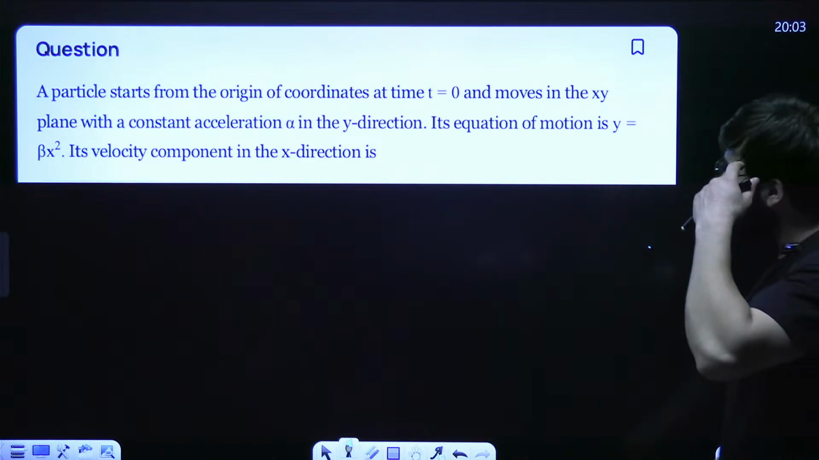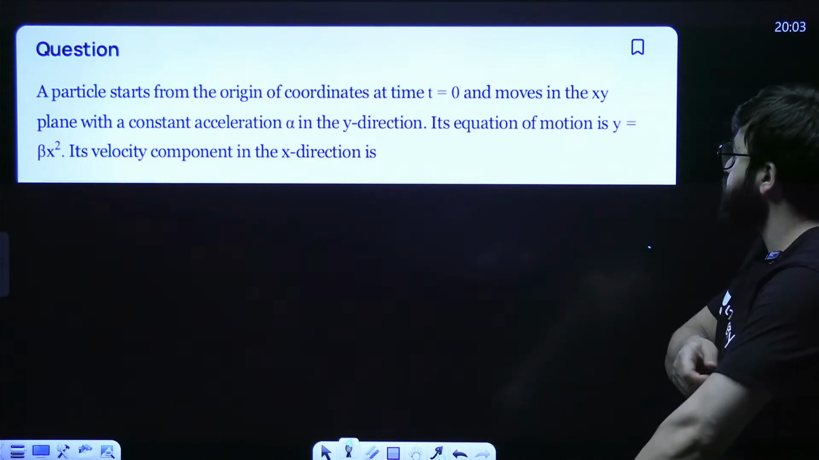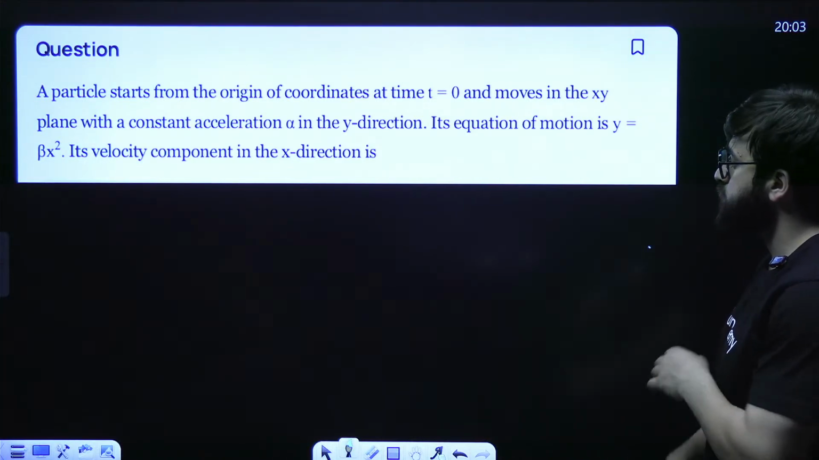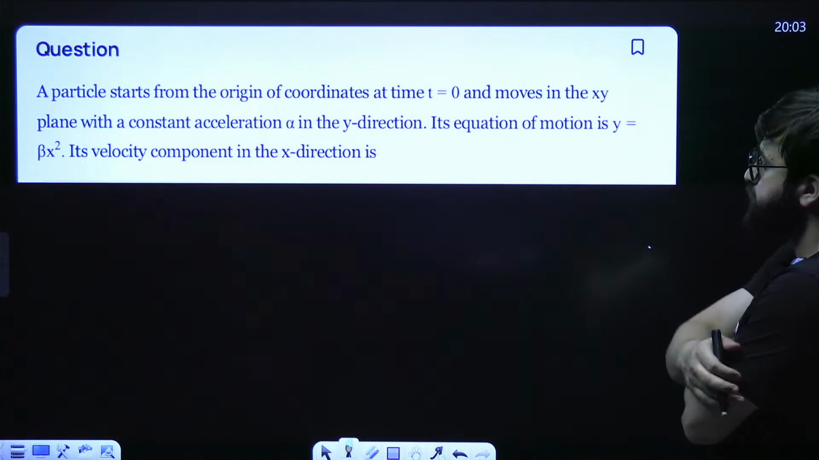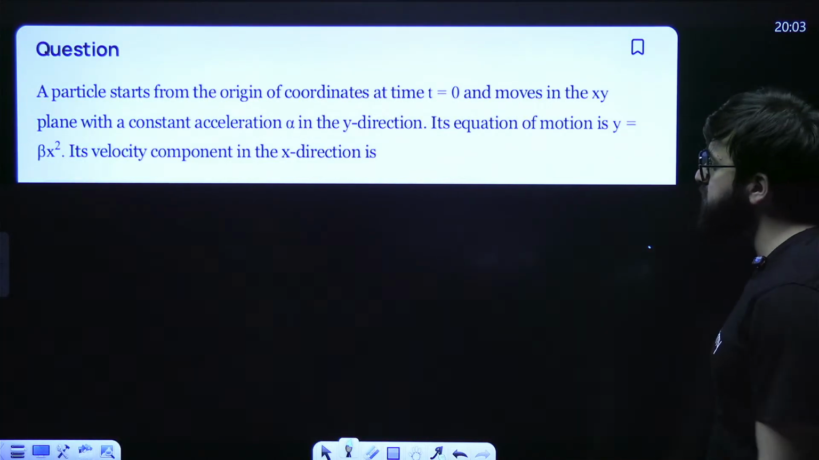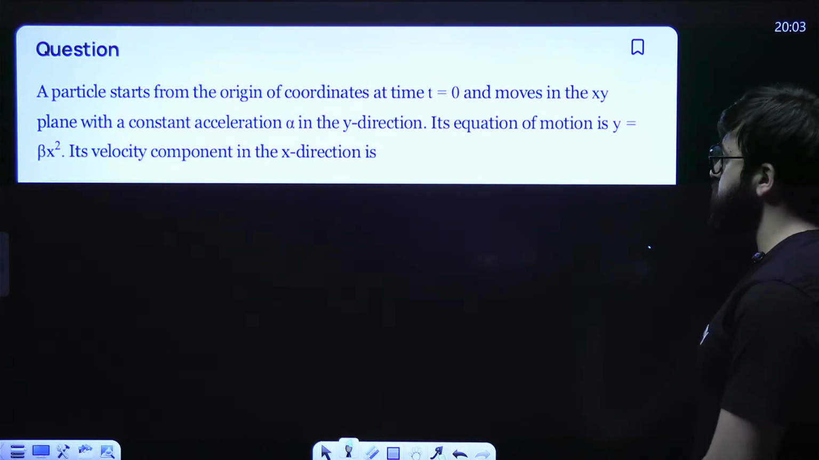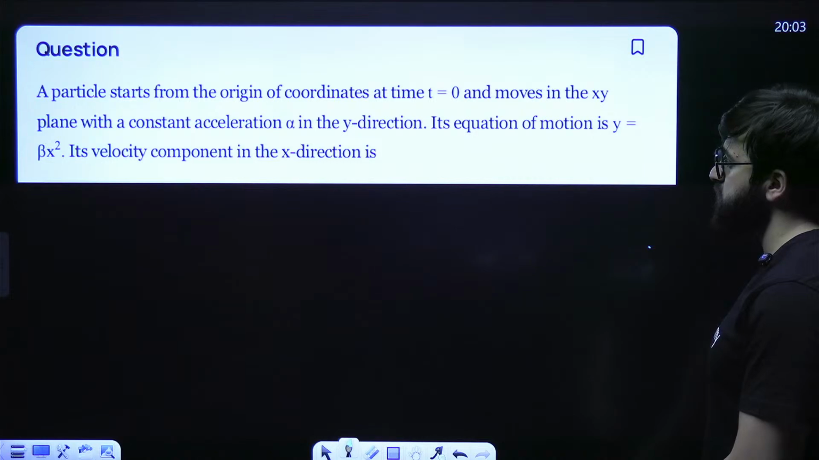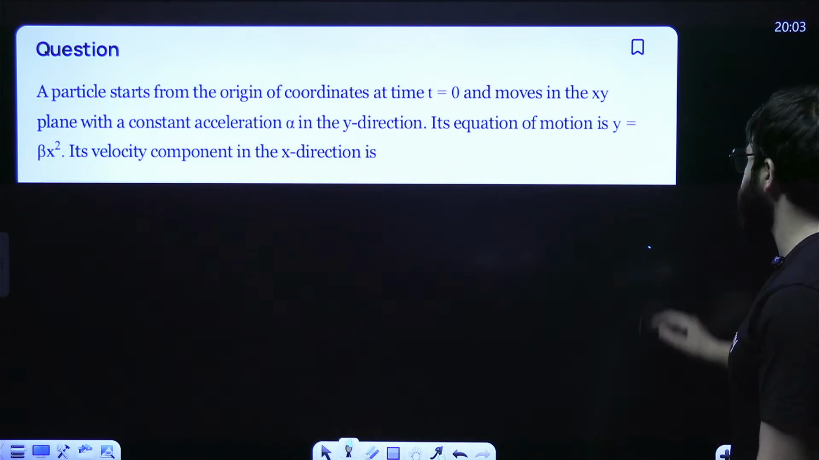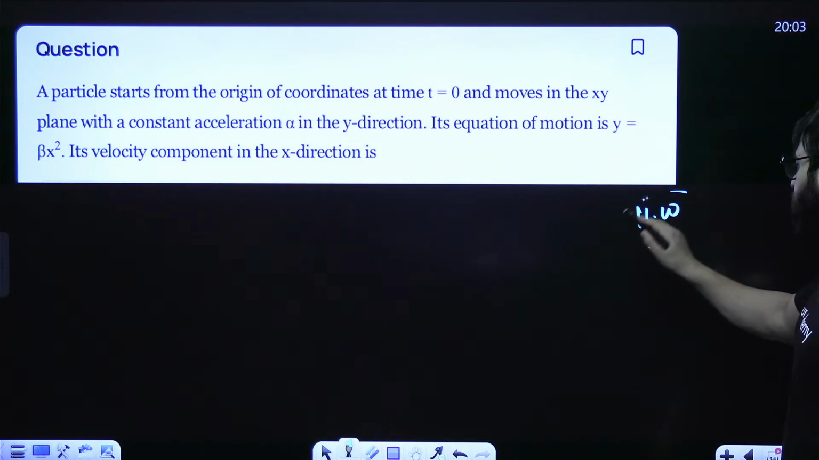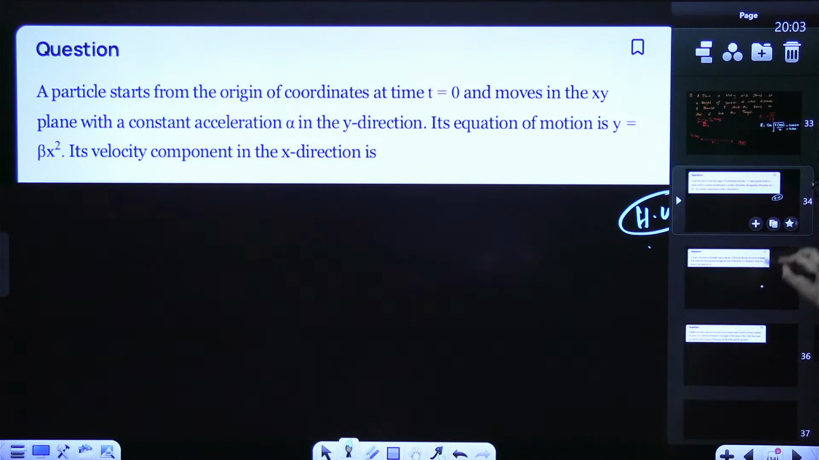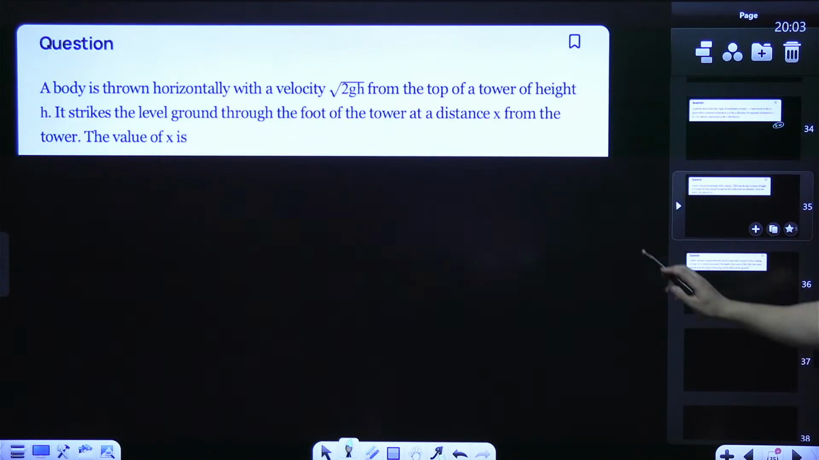Let's suppose we have got this over here. A particle starts its motion from the origin, moves in the xy plane with a constant acceleration alpha and y. Its equation is its velocity component. This is your homework. Okay, I'll give you some questions as homework. I would want you guys to solve these questions from your end.